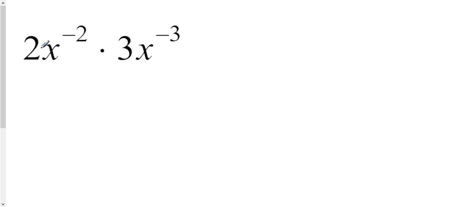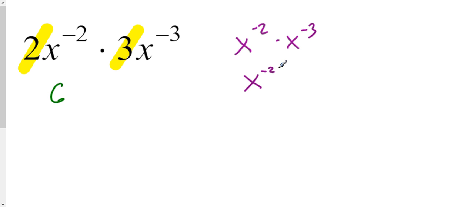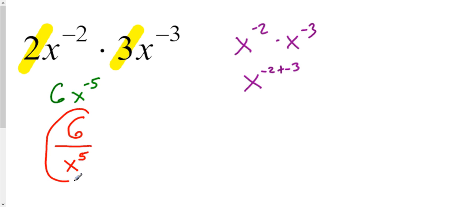Maybe they're both negative like this. Once again, we're going to multiply our regular numbers. 2 times 3 is 6. We then have x to the negative 2 times x to the negative 3. Both the same base, so we add the powers. And we get x to the negative fifth. We cannot have any negative exponents at all. So we have to simplify this. The 6 does not have a negative exponent, stays on the top of the fraction. The x does have a negative exponent. We have to move it to the bottom of the fraction. And our final answer would be this.